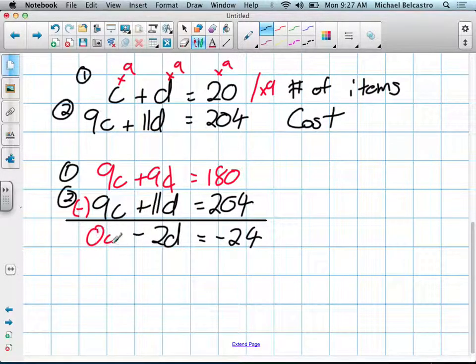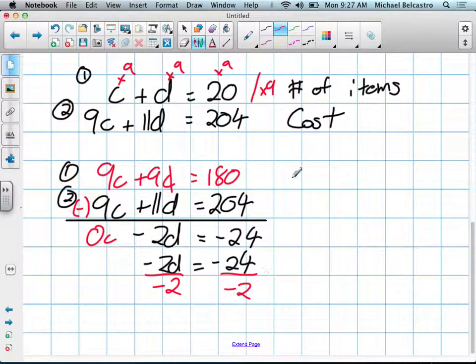So now we can get rid of that 0C. We know that's going to just be the number 0. So we're left with the equation negative 2D is equal to negative 24. I need to get D by itself, so I need to divide both sides of the equation by negative 2. And it's going to turn out D, or DVDs, they've sold 12 of them at the end of the day.